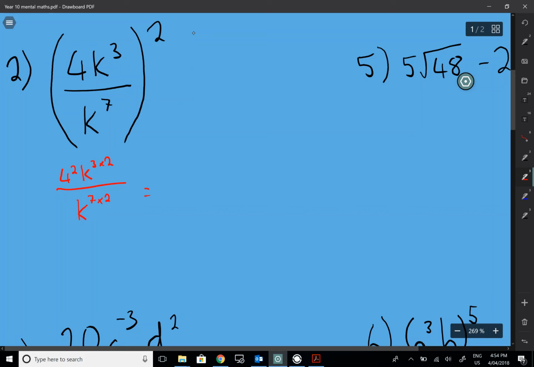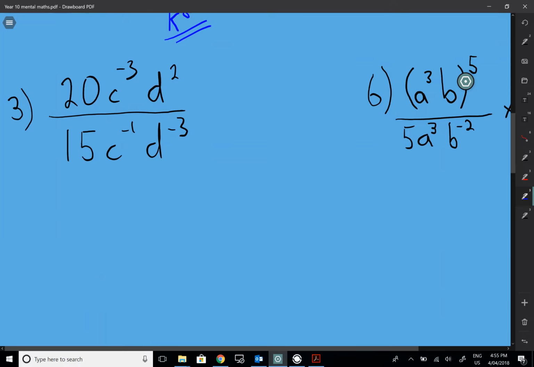And I can simplify that to be 4 squared is 16, 3 times 2 is 6, and then k to the 6 over k to the 14. Now from here, I have 6 k's on the top, I have 14 on the bottom. That means when I cancel these out one for one, they're all going to disappear. I'm going to take away 6 of these ones. I'm just going to turn this into an 8. So from here, my final answer will be 16 over k to the power of 8. And that's my answer just there.